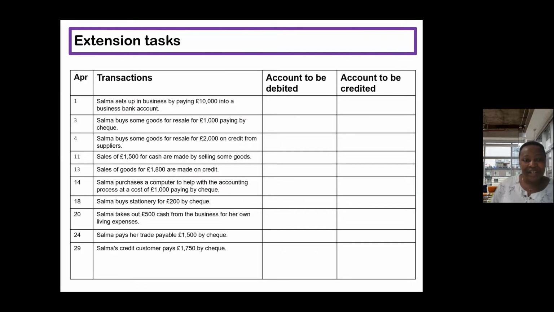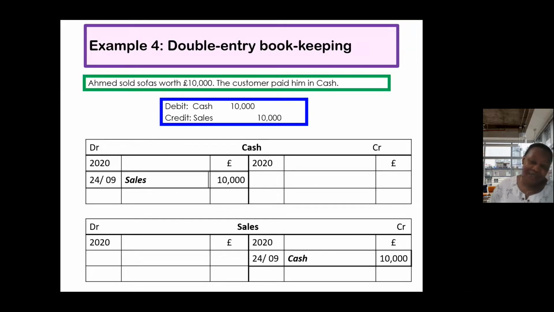Another example, do we have another example? No, so that will end with that example. But I hope we understand what we're saying. For every debit entry, there will be a corresponding credit entry.